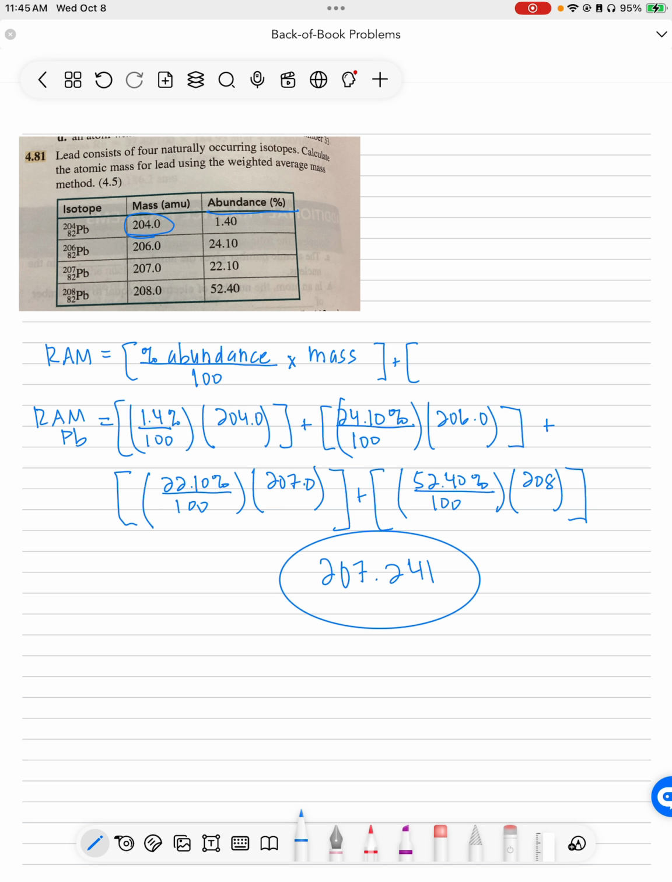So that is how, I do think there might be a question like this on the test, so recognize that this is how you find the relative average mass of all of the different isotopes that exist. You just take the percent, divide it by 100, and multiply it by the mass, and you add those all up together.